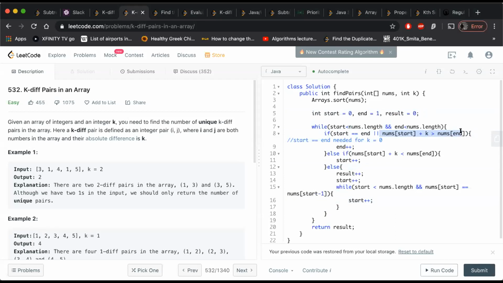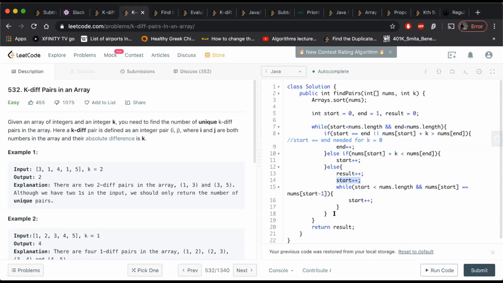if it is greater than the array's end element, then I will increment end. If it is less, then I'll increment the start pointer. And if it is equal, then I basically increment the resultant counter. And in order to continue the loop, I am incrementing the start pointer again.